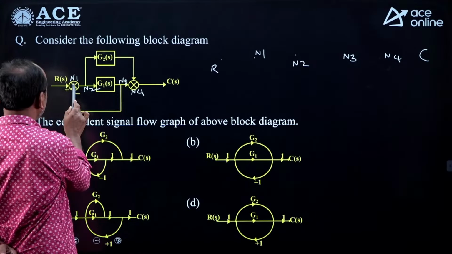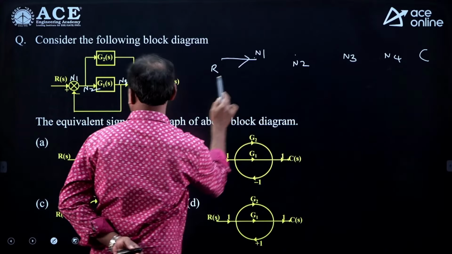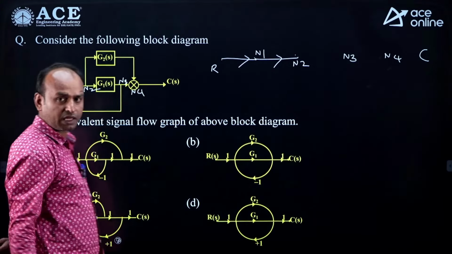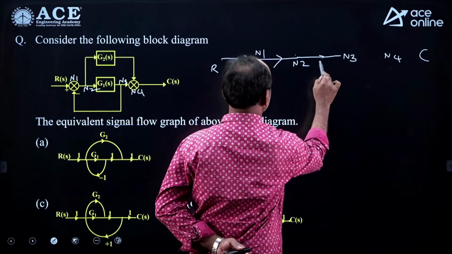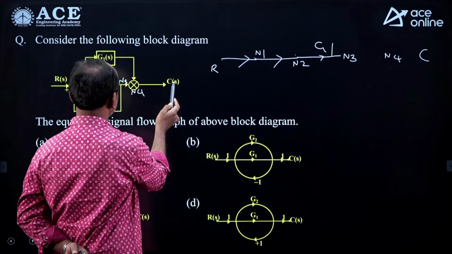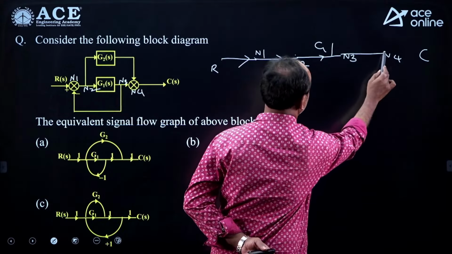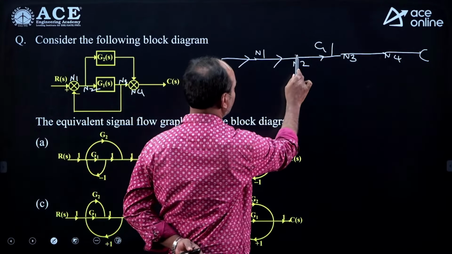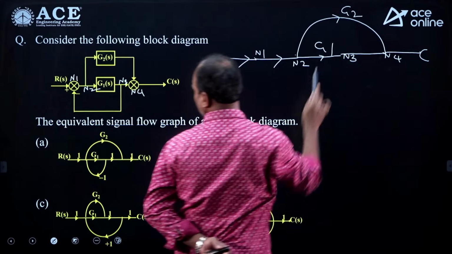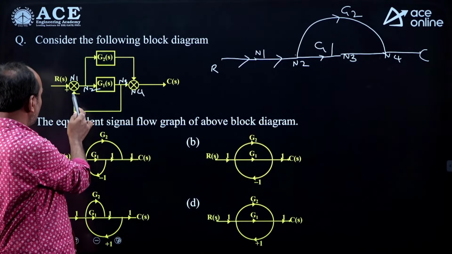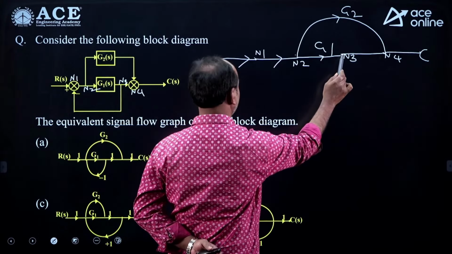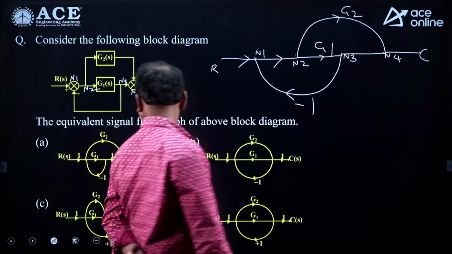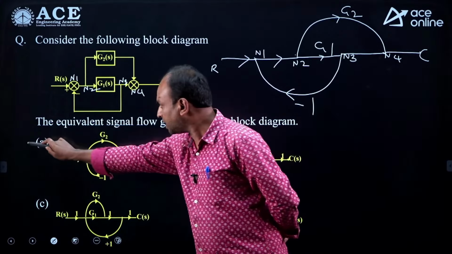Observe from the block diagram: R to N1 nothing is there, so the path gain is 1. Next, N1 to N2 also 1. N2 to N3, the path gain is G1. N3 to N4 also nothing is there, then last C. N2 to N4 the path gain is G2. From node N3 to N1 there is a negative path gain, minus 1. So from here, the best suitable answer, after checking, is option A.